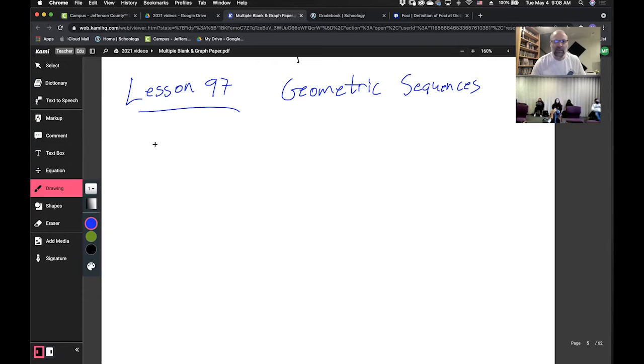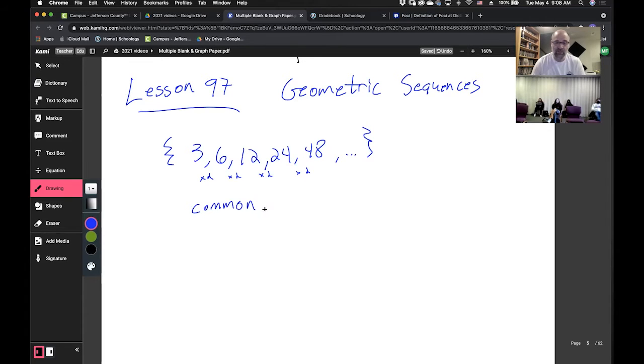So for example, here is a sequence: 3, 6, 12, 24, 48. Just like before, we're looking for a pattern. You add 3, then you add 6, and then you add 12. So basically what you're doing is multiplying by 2 every time. Okay? So this is a geometric sequence because there is a common ratio. The common ratio is 2, or the scale factor, same type of thing. R is what we're going to call it when we define some stuff here.